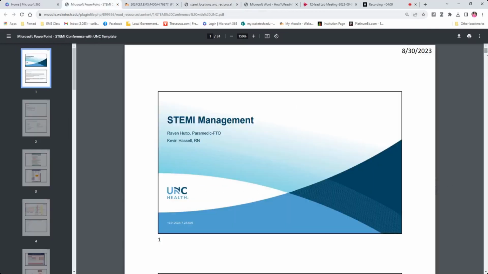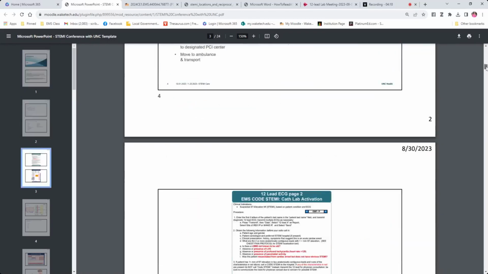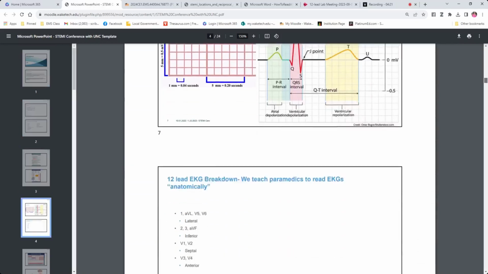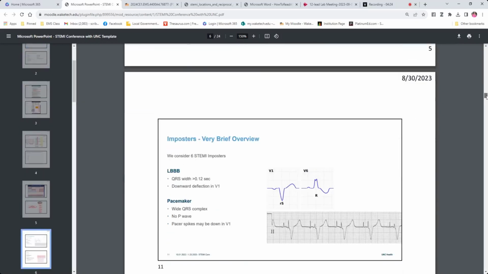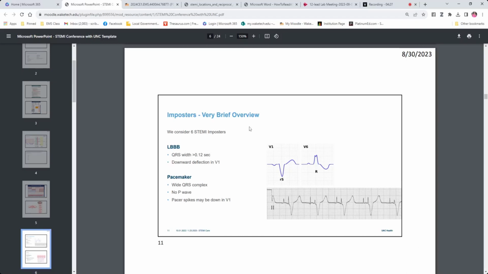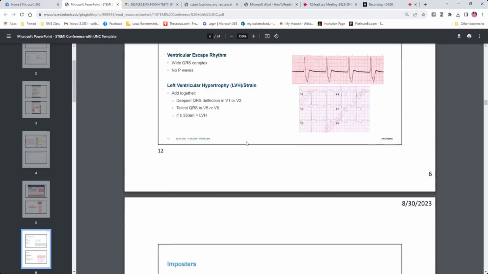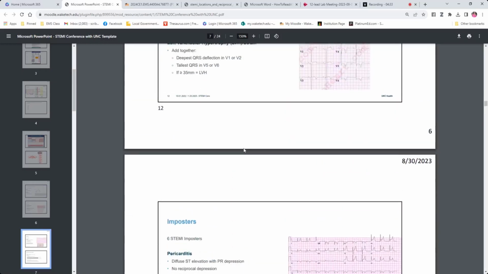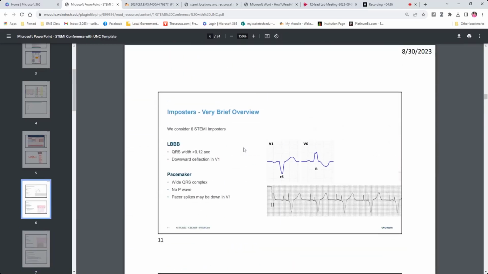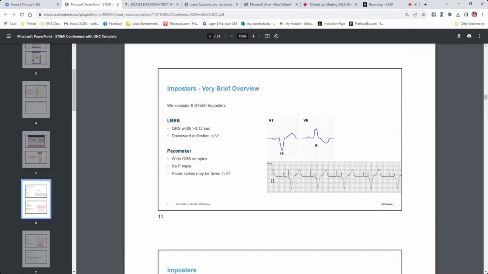Now, imposters. This is a presentation that Kevin, my fiance, and I did together last year for UNC Rex. It was presented on STEMIs. The whole presentation is about how Wake County EMS runs our STEMI protocols. But the reason I posted it is for this reason right here: imposters. A very brief overview. This is the criteria of how you read an imposter. For a couple of them, like the left bundle branch block, the only thing you need to know is whether it's wider than 0.12 and if it goes downward in V1. If it does, it's left bundle branch block and you've got a STEMI imposter.